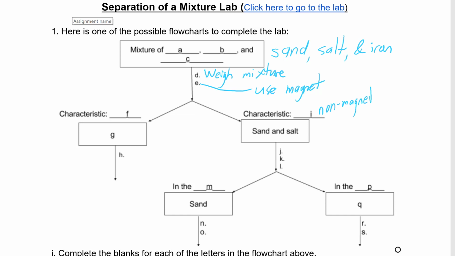Okay. So the sand, the salt part on the right here, the I is going to be non-magnetic because it's not going to be attracted to the magnet. And the F side is going to be magnetic, which means the iron is going to be pulled out over here, and then you're going to weigh the iron.